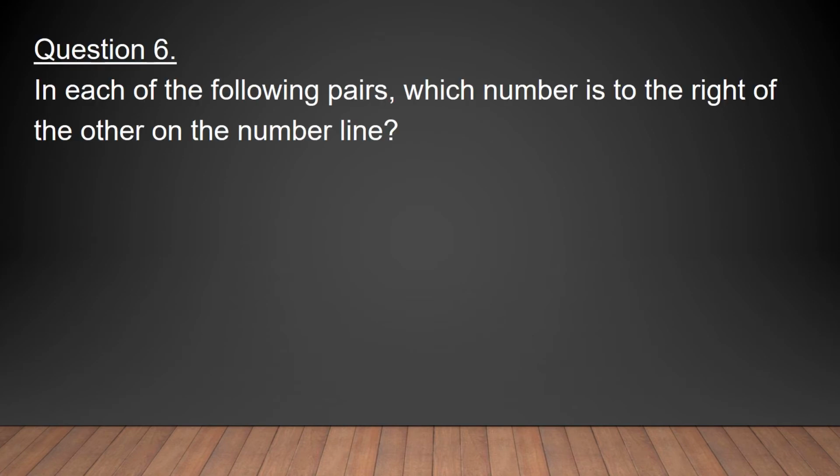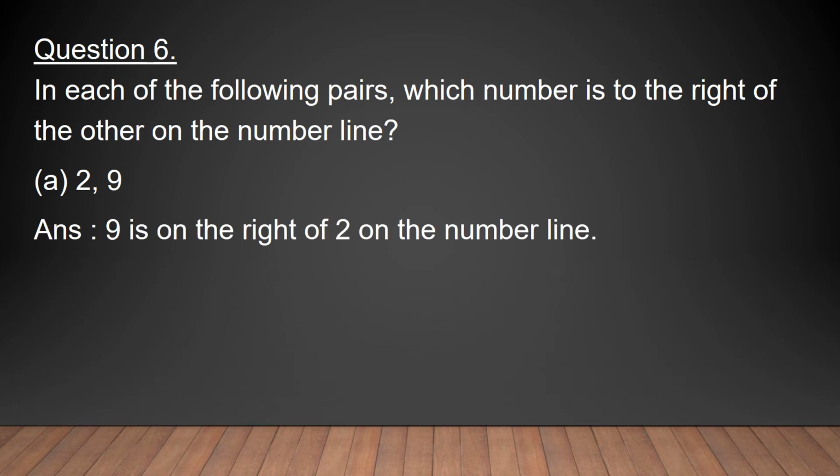Question number 6. In each of the following pairs, which number is to the right of the other on the number line? First part is 2 and 9. Always remember that a number with the greater value lies on the right on the number line. So here 9 is greater than 2. 9 is on the right of 2 on the number line.